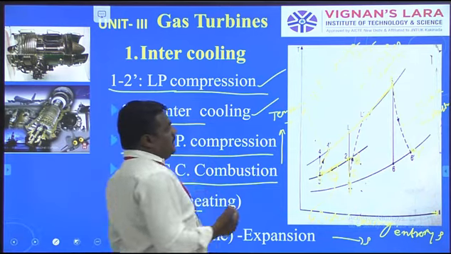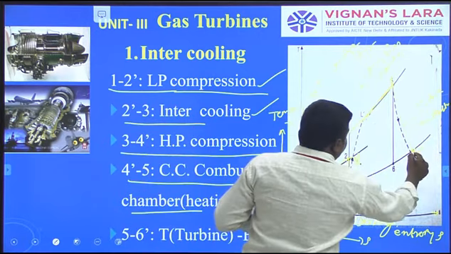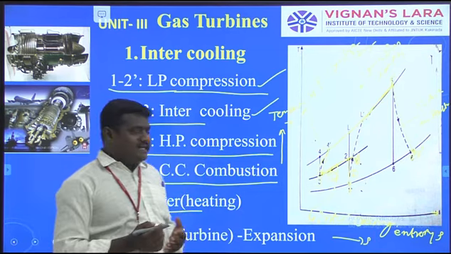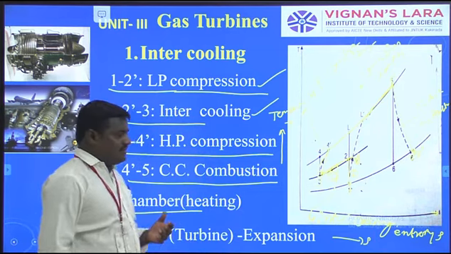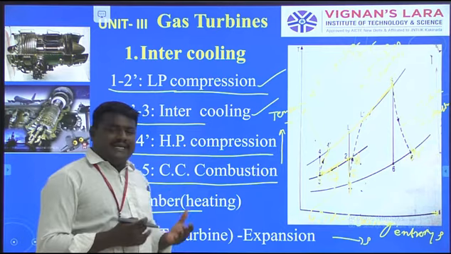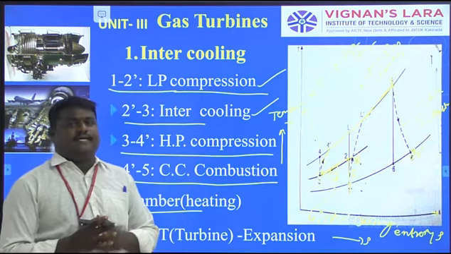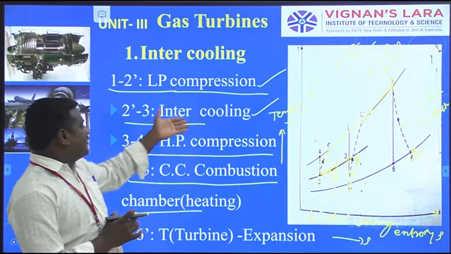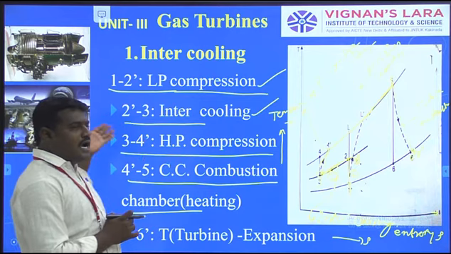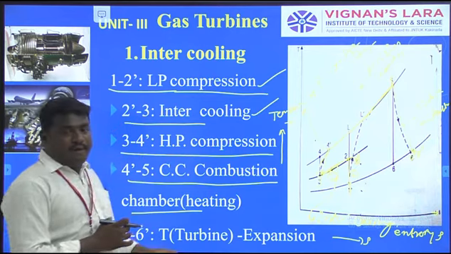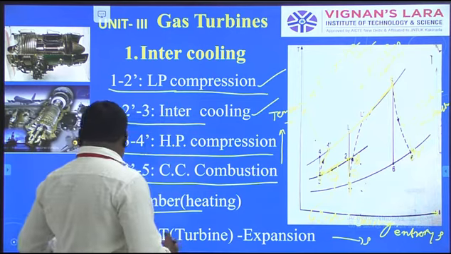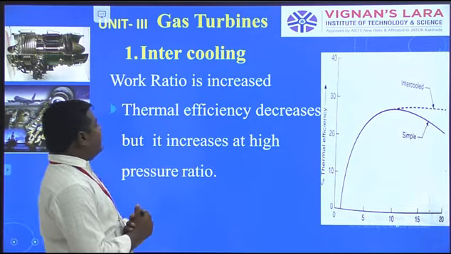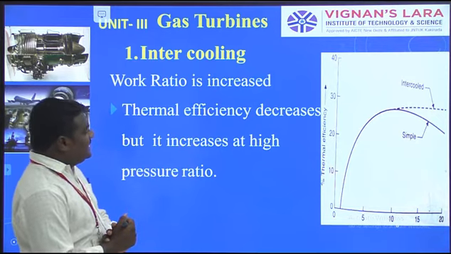And then 5 to 6 gas, that is the turbine or expansion. Okay, is it clear? So here once again we have to see the processes of intercooling. The processes are 1 to 2 LP compression, 2 to 3 intercooling, 3 to 4 HP compression, and combustion chamber, then turbine or expansion. Then the work ratio is increased, thermal efficiency decreases.